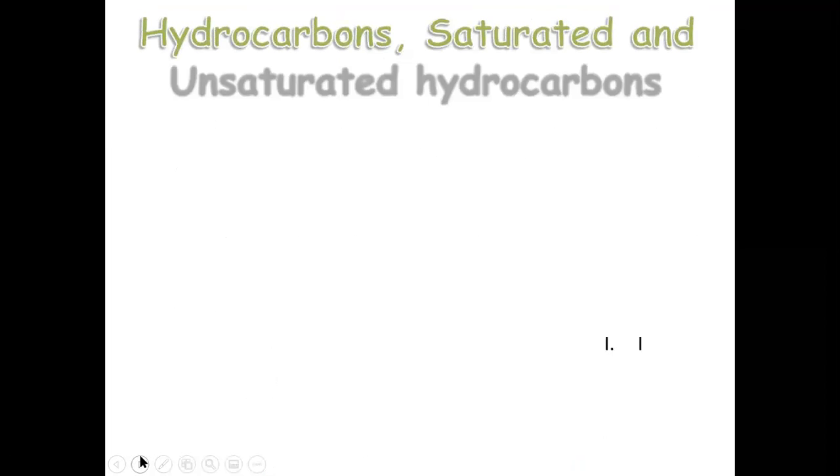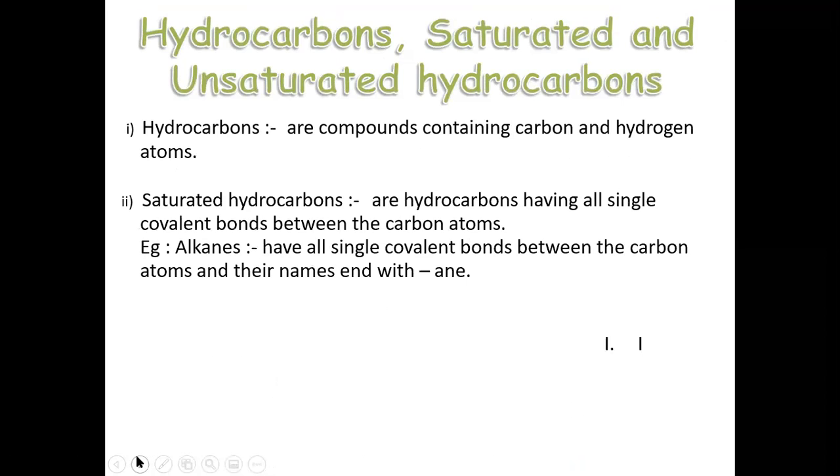Now we will discuss hydrocarbons, saturated hydrocarbons and unsaturated hydrocarbons. What are hydrocarbons? Hydrocarbons are compounds containing carbon and hydrogen atoms. There are two types of hydrocarbons, saturated hydrocarbons and unsaturated hydrocarbons. What are saturated hydrocarbons? Hydrocarbons having all single covalent bonds between the carbon atoms. Example, alkanes. In the case of alkanes, a single covalent bond is there.